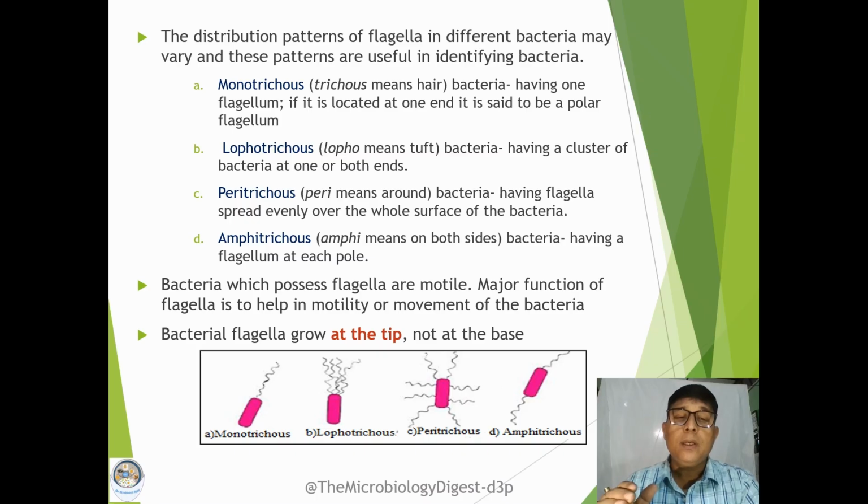So in the diagram you can see this is the monotrichous, bacteria having only one flagellum. This is the lophotrichous, a tuft of flagella. Then this is the peritrichous, flagella distributed throughout the surface area. Then this is amphitrichous.